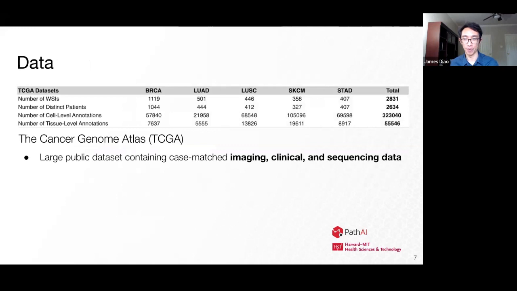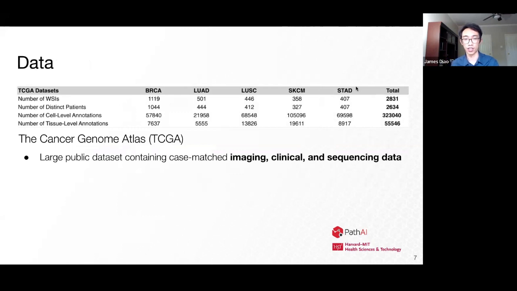So a quick overview of the data. This study was using the Cancer Genome Atlas, looking specifically at these 5 cancer types shown in the columns above. These include BRCA, breast adenocarcinoma, LUAD, lung adenocarcinoma, LUSC, which is lung squamous cell carcinoma, SKCM, skin cutaneous melanoma, and STAD, which is stomach adenocarcinoma.